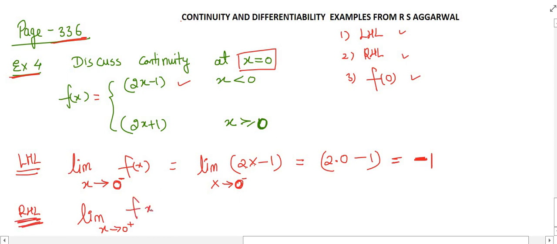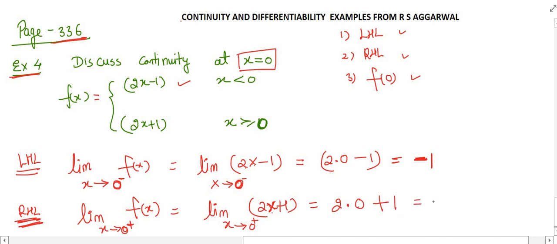So f of x. So 0 plus means little bit more than 0. So for little bit more than 0, what should we take? Little bit more than 0 is this. We should take this. Correct? This definition of f of x. So let me write down limit x is tending to 0 plus 2x plus 1. Then to calculate limit, just put the value of x. 2 into 0 plus 1. The value we are getting, 2 into 0 is 0, plus 1 is plus 1.